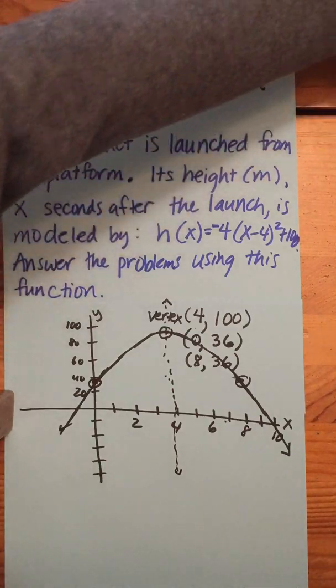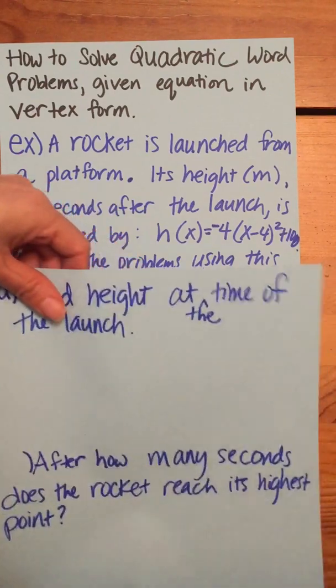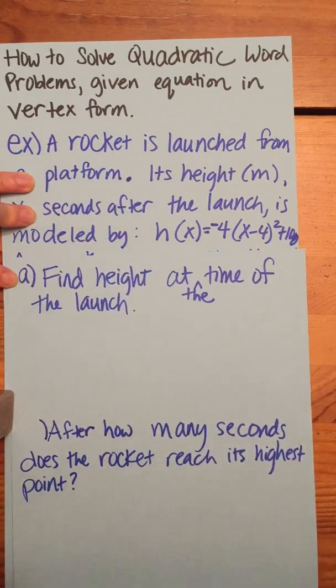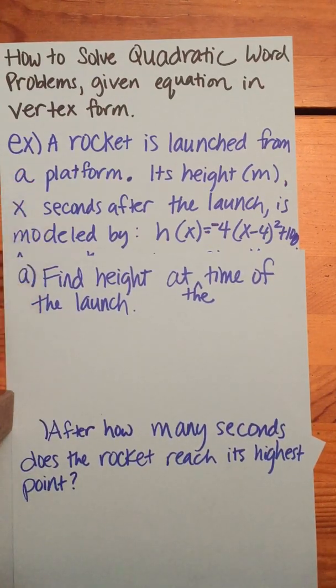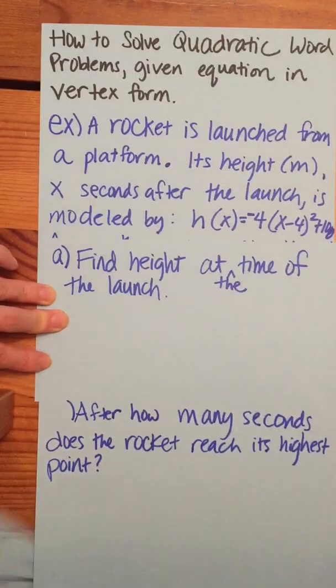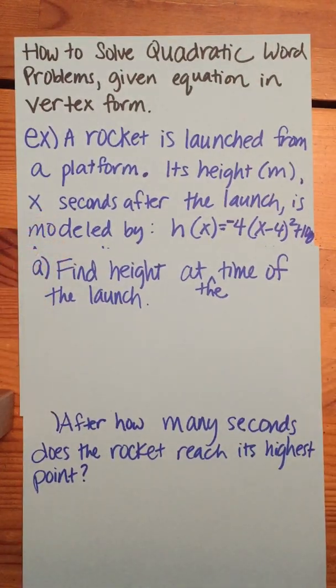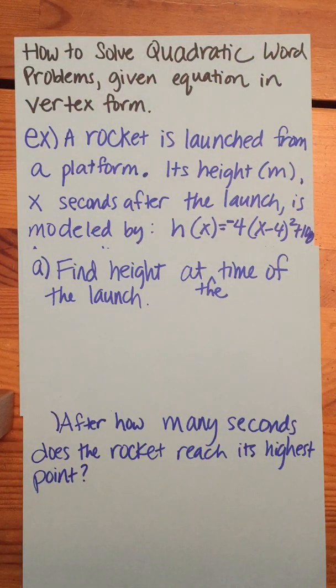Now let's take a look at the first question. Okay, so question number 1. Find the height at the time of the launch. And I just put in the word "the" here. So find the height at the time of the launch. At the time of the launch is when the rocket has been moving for 0 seconds, because that's exactly when it launches. So when they say it at the time of the launch, that means the time equals 0. That's what it's telling you.